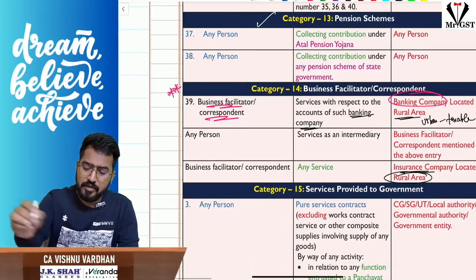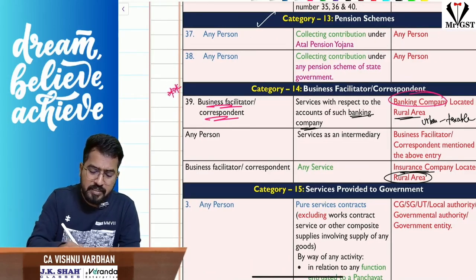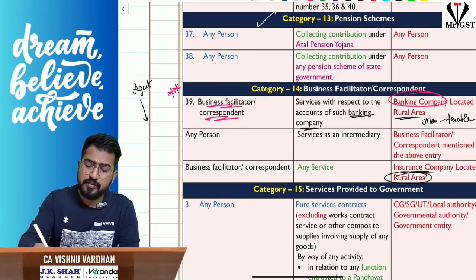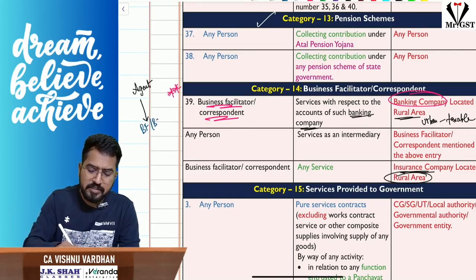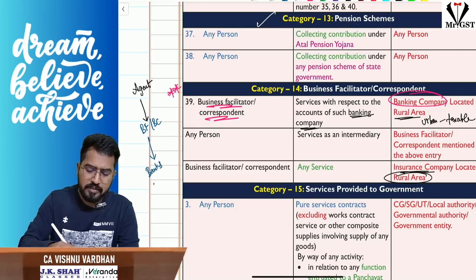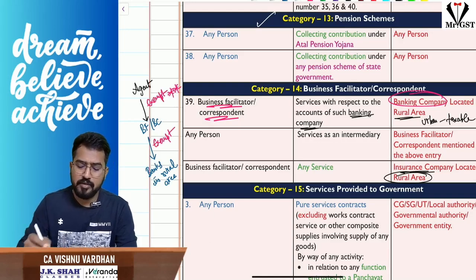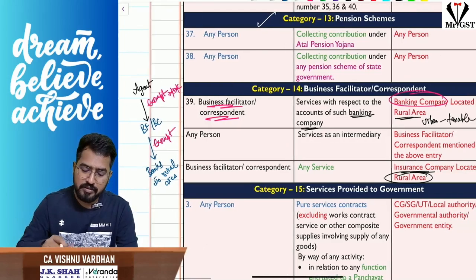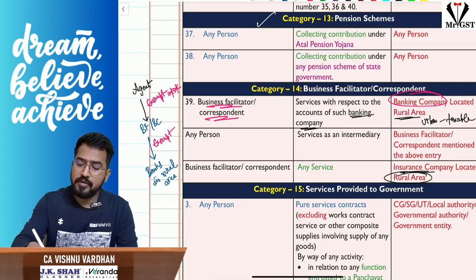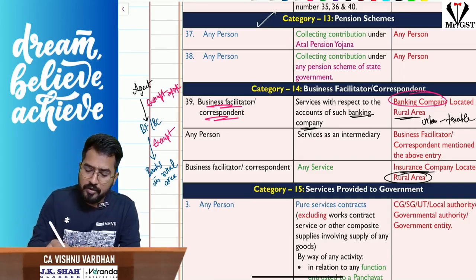That means, see here, business facilitator or these people are having agents. The agents are providing services to the business facilitator or business correspondent, and these people are providing services to banks in rural area. These people providing service is also exempt. These people providing service is also exempt. But one interesting point is business facilitator, altogether a different point.